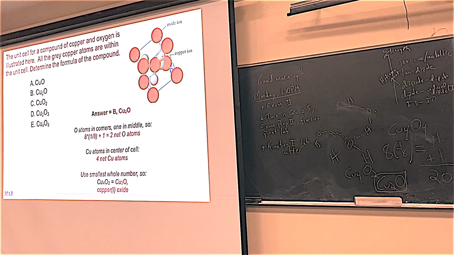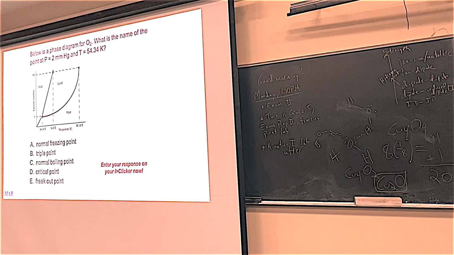Okay. Another thing we talked about were phase diagrams, and we've got this one is for oxygen. And the question is, what's the name of the point at a pressure of 2 millimeters of mercury and 54.34 Kelvin? And see if you can figure out which of those would be the best names.